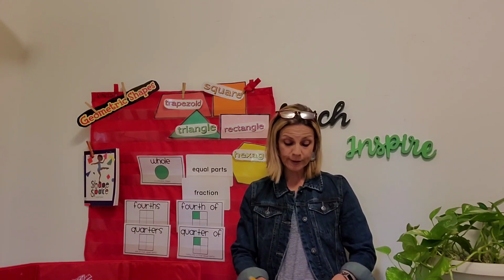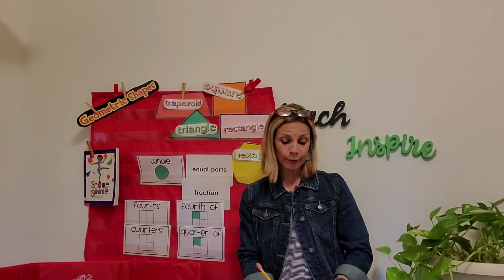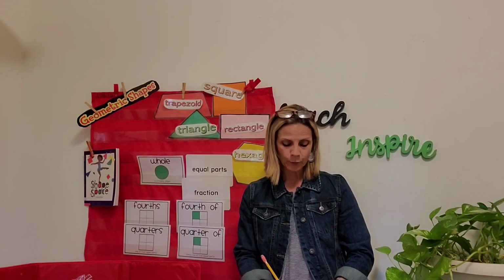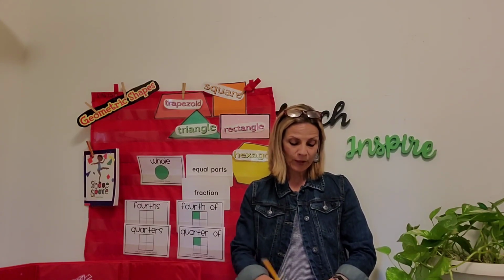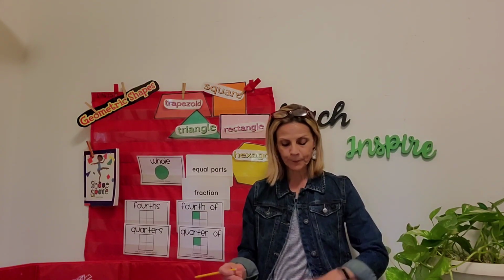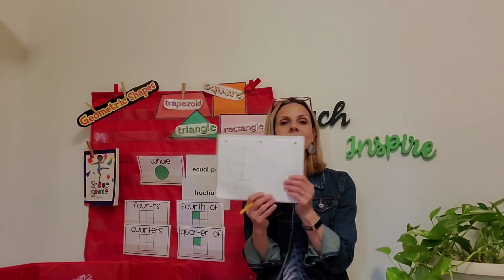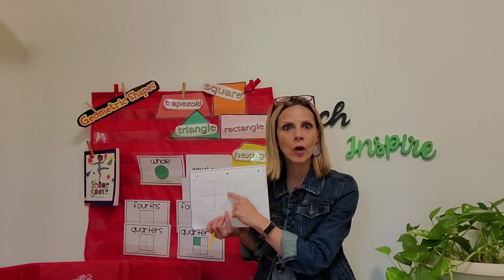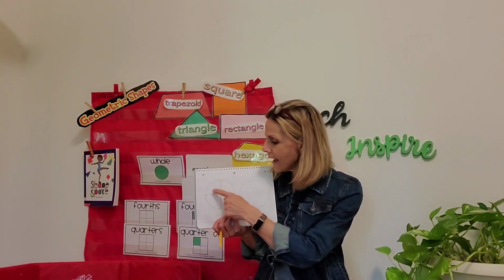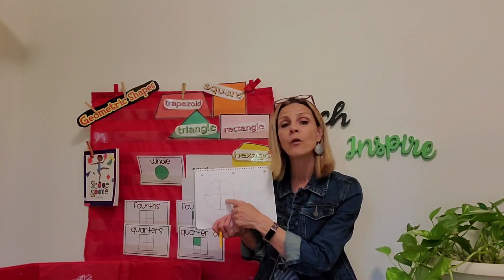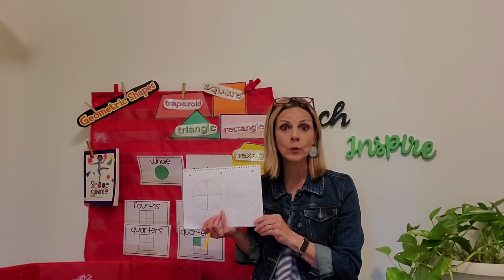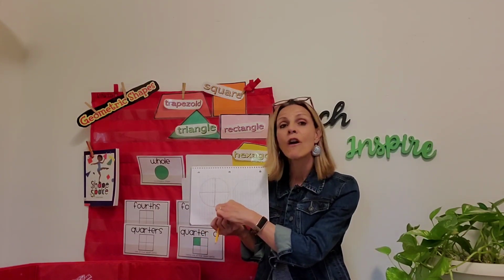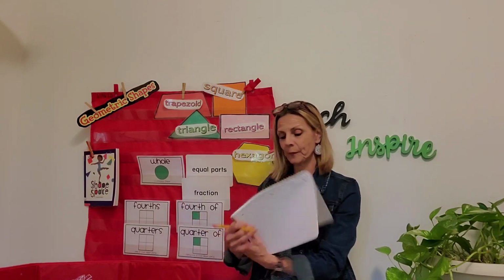I didn't get my first line in the center, so I'm going to fix that right quick. That's the great thing about using a pencil and eraser. I went straight down and then straight across with a horizontal line. Now I have 1, 2, 3, 4 parts. They're equal in size. So now I'm going to label this 4ths.